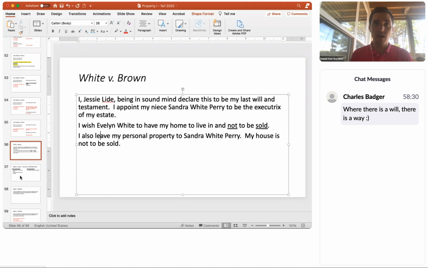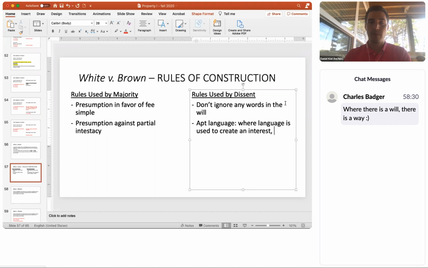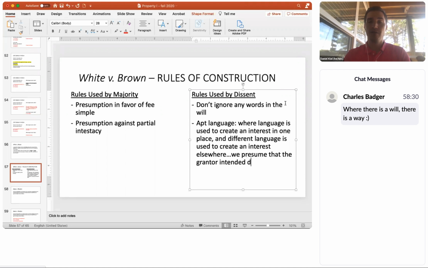Different interests. Right. And so this is another rule of construction, which is called apt language, where language is used to create an interest in one place and different language is used to create a separate interest elsewhere, we presume that the grantor intended different things or different effects. Okay?